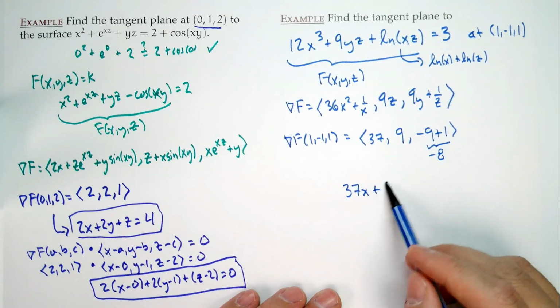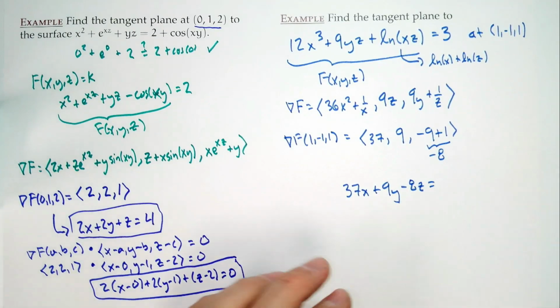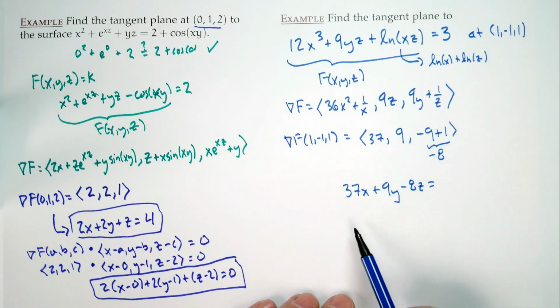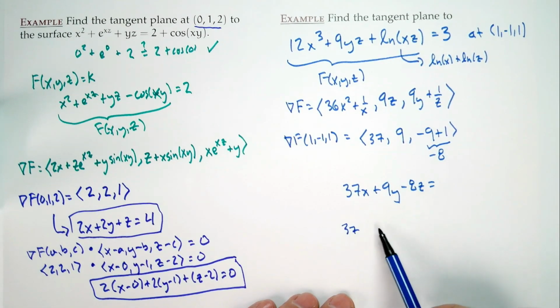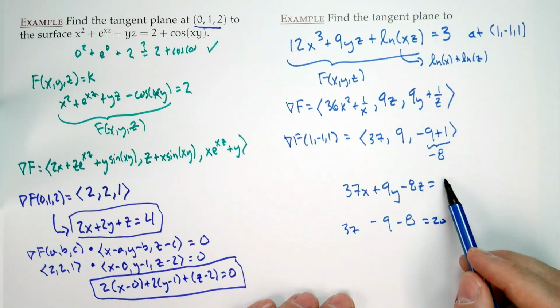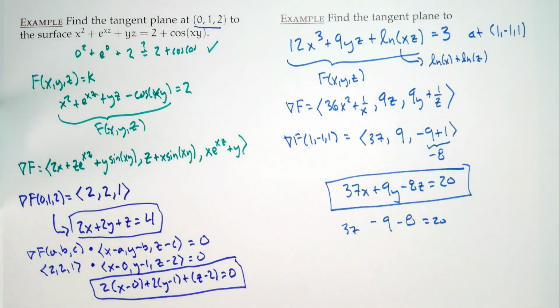37x plus 9y minus 8z equals something. Well, what? Plug in 1, negative 1, 1. You get 37 minus 9 minus 8. Well, that's minus 17. 37 minus 17 is 20. So that's what goes here. And we're done. Okay. So finding tangent planes to surfaces is actually a very straightforward process now.